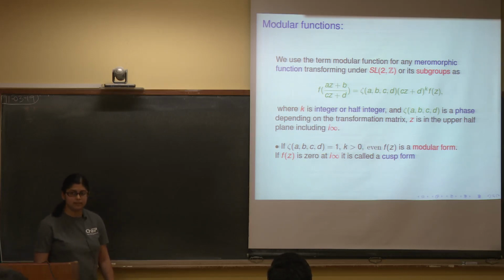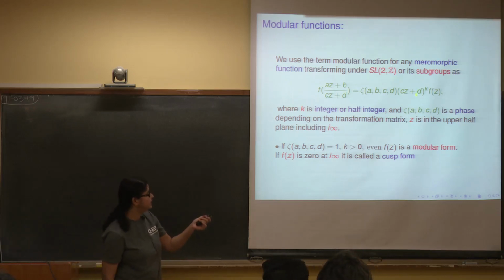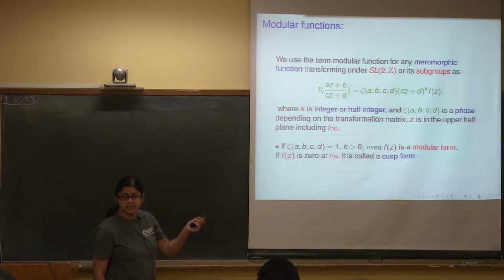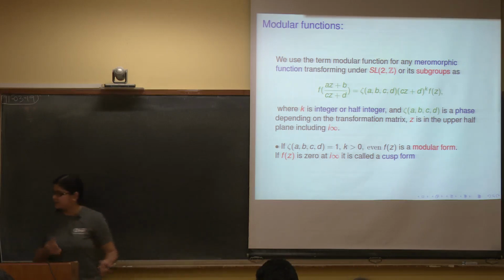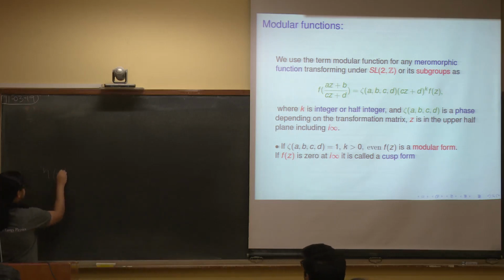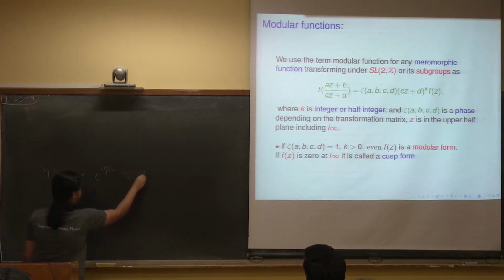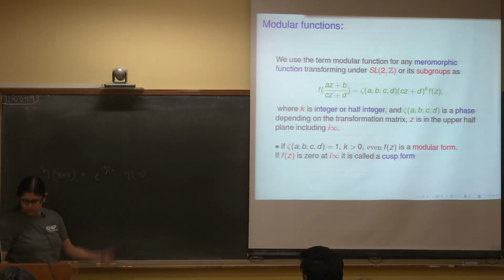So what do you mean by zeta is a phase? Because all these things are complex, right? Are a, b, c, d complex? No, a, b, c, d are integers in SL2Z, and zeta depends on them. Suppose you have a Dedekind eta function, then if I just make tau to tau plus 1, I have e to the power i pi by 12 times eta of tau. So I'll call modular functions those which can involve this kind of phases.